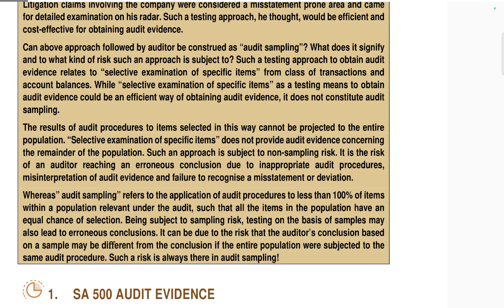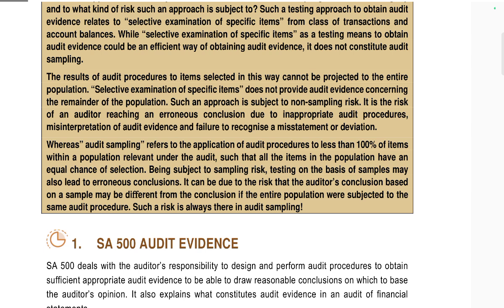Selective examination of specific items is a testing approach to obtain audit evidence relating to a class of transactions and account balances. Selective examination of specific items is an effective way of obtaining audit evidence. It does not constitute audit sampling. The results of audit procedures applied to items selected cannot be projected to the entire population. The selective examination of specific items does not provide audit evidence concerning the remaining population. Such an approach carries a non-sampling risk.